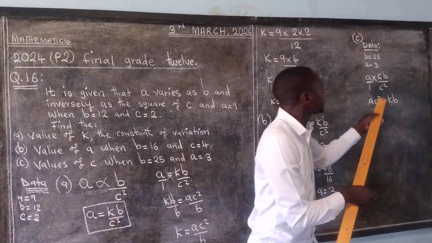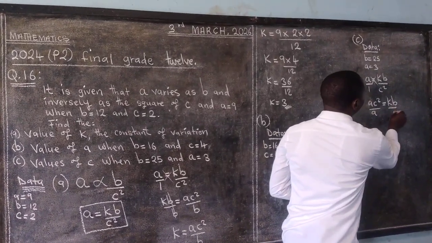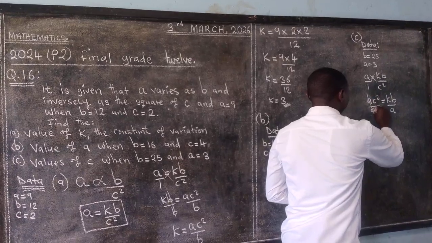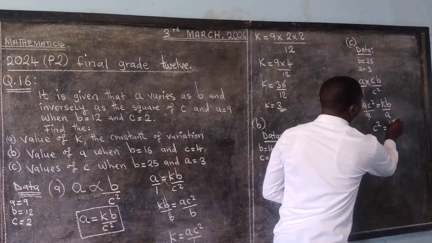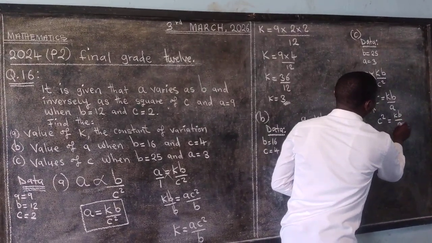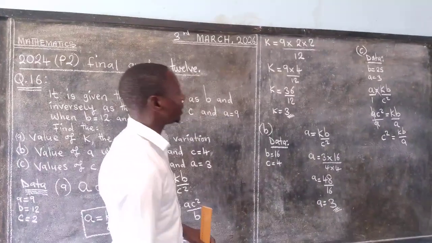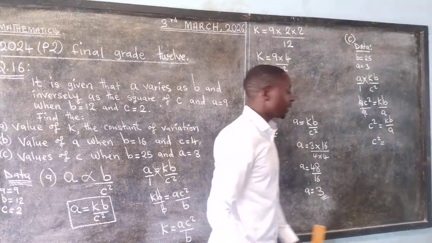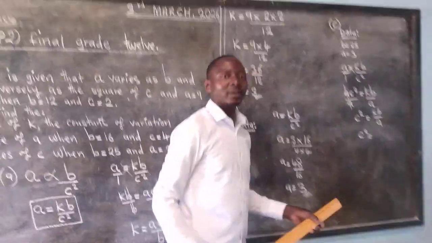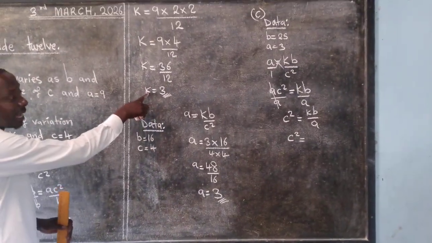If you want to get rid of C squared, divide both sides by which letter? A. Over A. So C squared equals KB over A. We can solve this without much difficulty. So C squared is equal to, K times B over A. What is our K? 3.